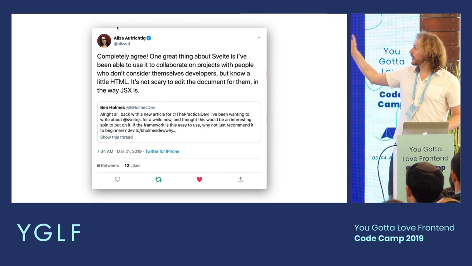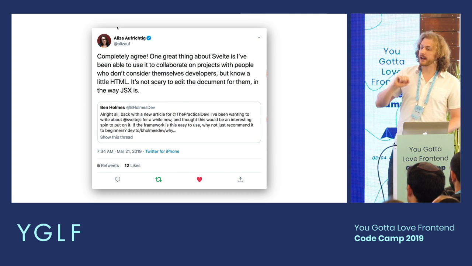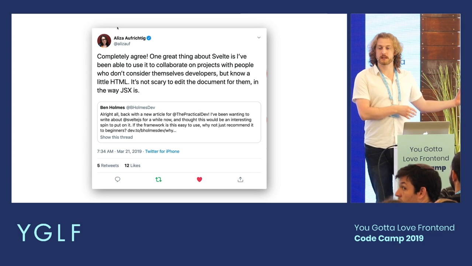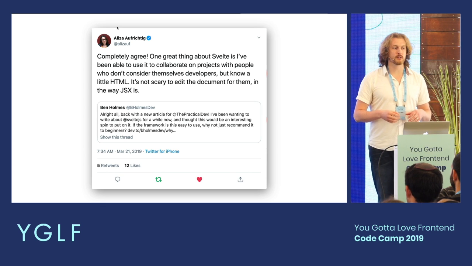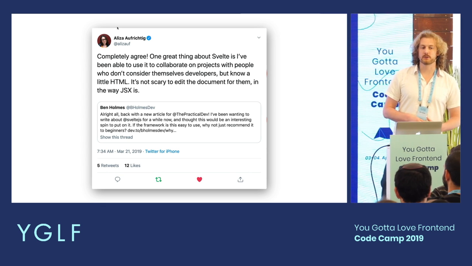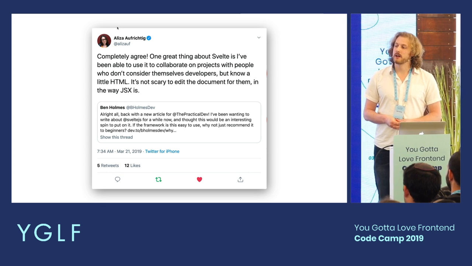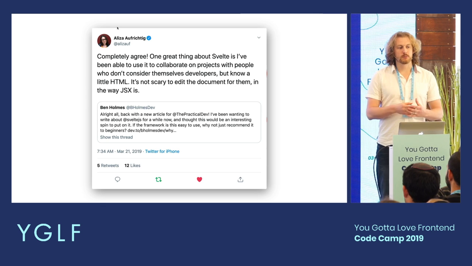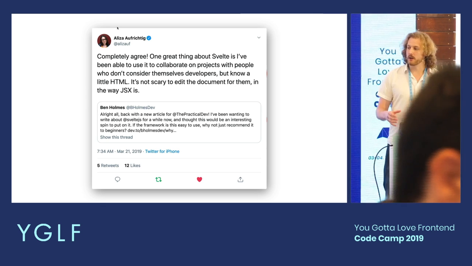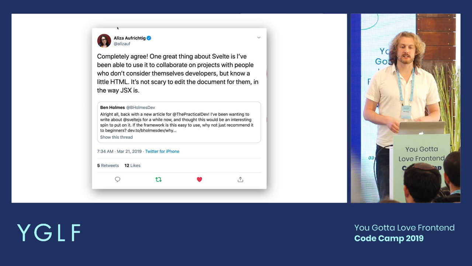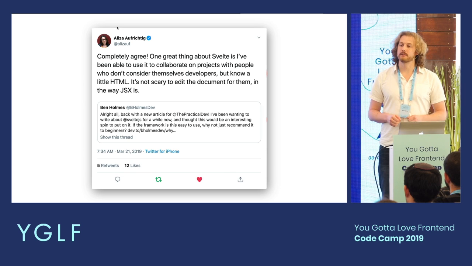My friend Eliza was working at Spotify and was using Svelte to work on a project, and her project manager was able to come over and work with and manipulate the component code directly in a way that would have been more intimidating if it was a JavaScript file. When all different people with different disciplines and different skill sets can crowd around the same laptop and work on the same piece of code simultaneously, that's when great things happen.